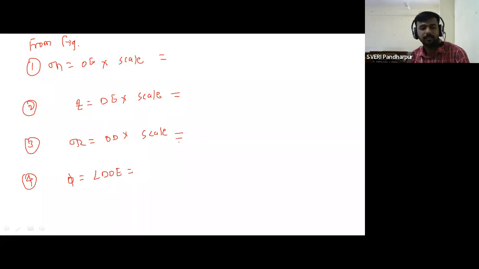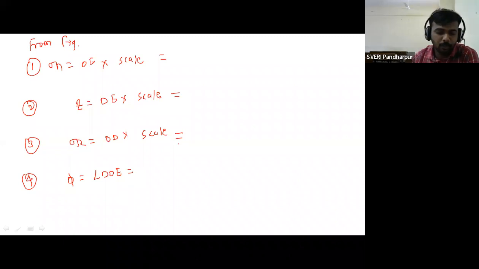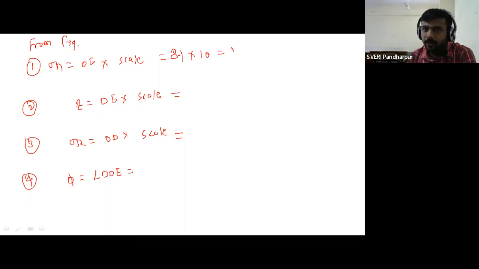8.1. Okay, one answer is 8.1. Any other answer? 8.2. So 8.1, 8.2 or 8. Please check from your respective figures. So I will take 8.1 into 10, which is equal to 81 Newton per mm square. So this will be the normal stress.